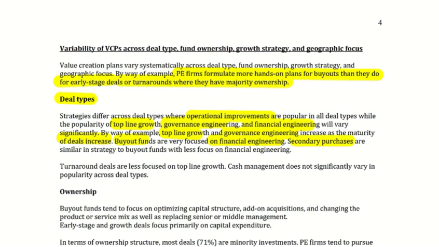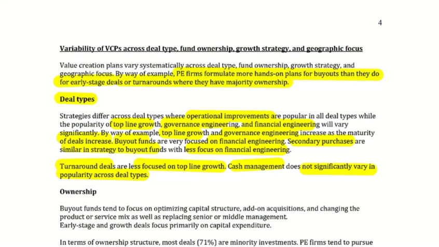Secondary purchases are similar in strategy to buyout funds and a little bit less focus on financial engineering. Turnaround deals are less focused on top line growth. And what's interesting in terms of strategy, guys, cash management does not significantly vary across the different deal types.